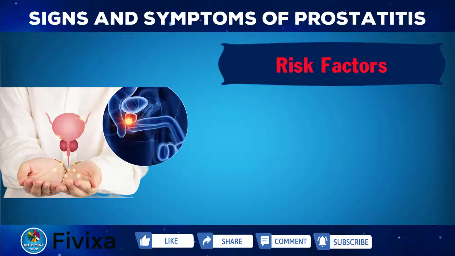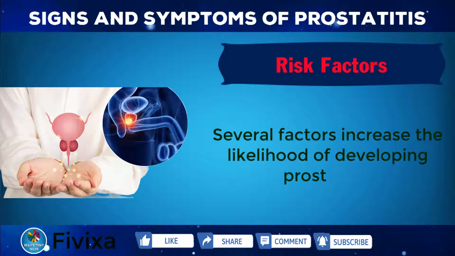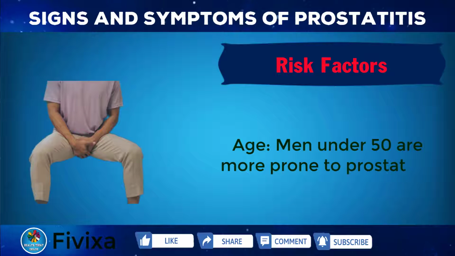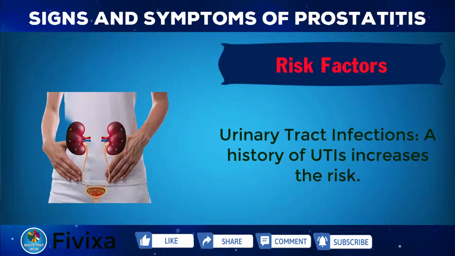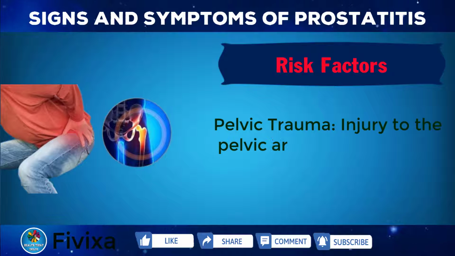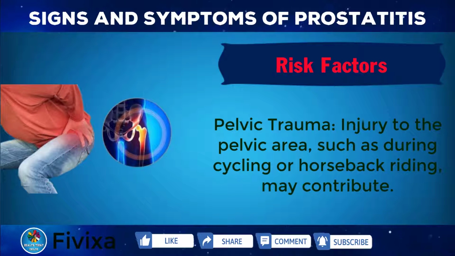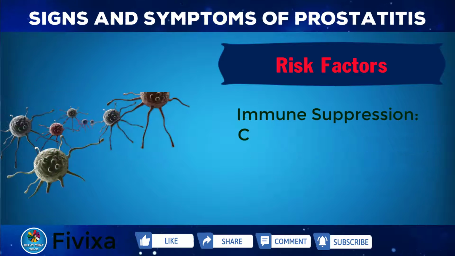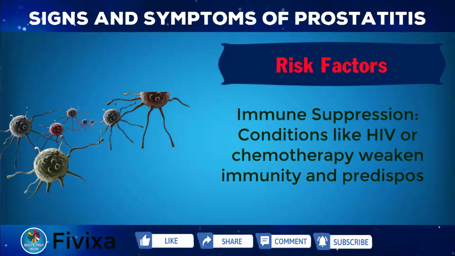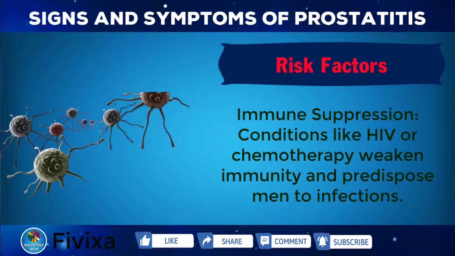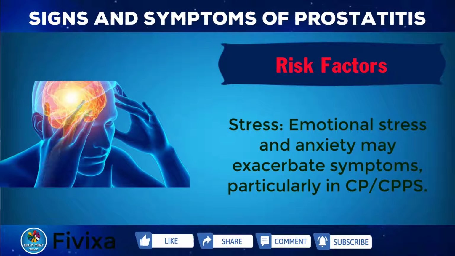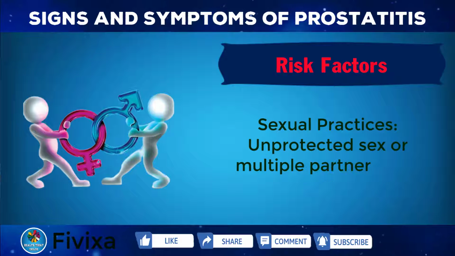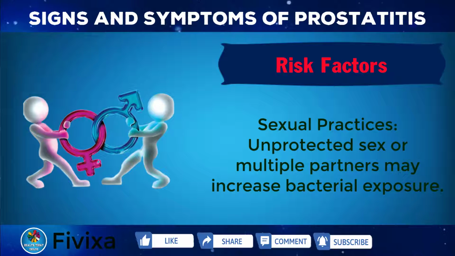Risk factors. Several factors increase the likelihood of developing prostatitis. Age. Men under 50 are more prone to prostatitis. Urinary tract infections. A history of UTIs increases the risk. Pelvic trauma. Injury to the pelvic area, such as during cycling or horseback riding, may contribute. Immune suppression. Conditions like HIV or chemotherapy weaken immunity and predispose men to infections. Stress. Emotional stress and anxiety may exacerbate symptoms, particularly in CP-CPPS. Sexual practices. Unprotected sex or multiple partners may increase bacterial exposure.